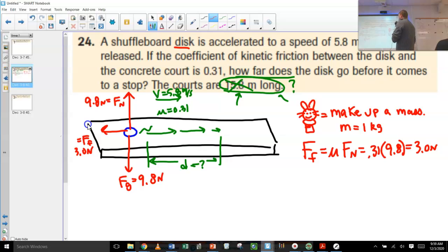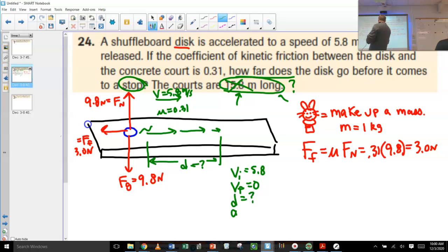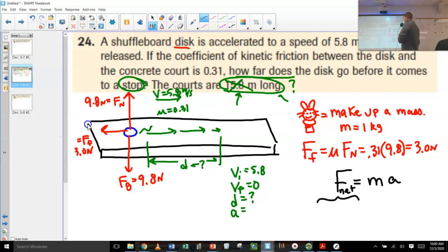All right, how far does it go? I think I'm going to have to use one of the big three equations, right? If I know the initial velocity is equal to 5.8, it stops, right? It stops. We're looking for the displacement. I think what I'm going to do is find the acceleration from F equals ma. And I'm going to use the net force, which is the sum of all the forces acting on my disk.